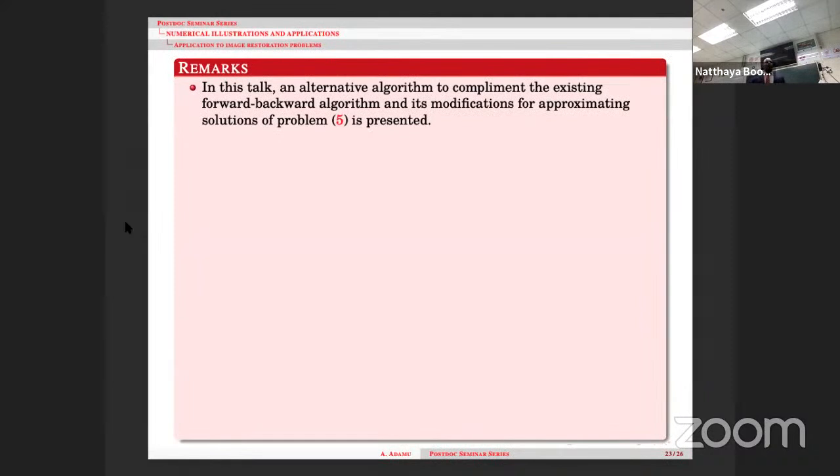We make the following concluding remarks. In this talk, an alternative algorithm to complement the existing forward-backward algorithm and its modification for approximating solutions of the inclusion problem is presented. Our proposed algorithm is just to complement the existing one. We are not saying throw away the forward-backward algorithm. It has been used severally in the literature. But in the case where you cannot use it or it's difficult to use, our algorithm can come into play.